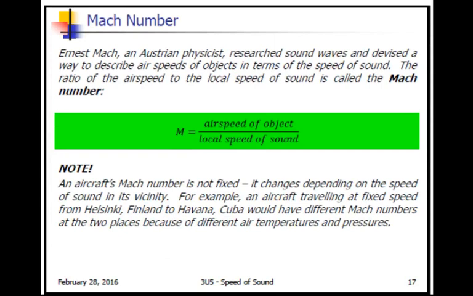Ernst Mach was an Austrian physicist who researched sound waves and devised a way to describe air speeds of objects in terms of the speed of sound. The ratio of the airspeed to the local speed of sound is called the Mach number, and it's calculated this way: M equals airspeed of the object divided by the local speed of sound. An aircraft's Mach number is not fixed. It changes depending on the speed of sound in its vicinity. So an aircraft traveling at a fixed speed from Helsinki to Havana would have different Mach numbers at the two places because of different air temperatures and pressures.